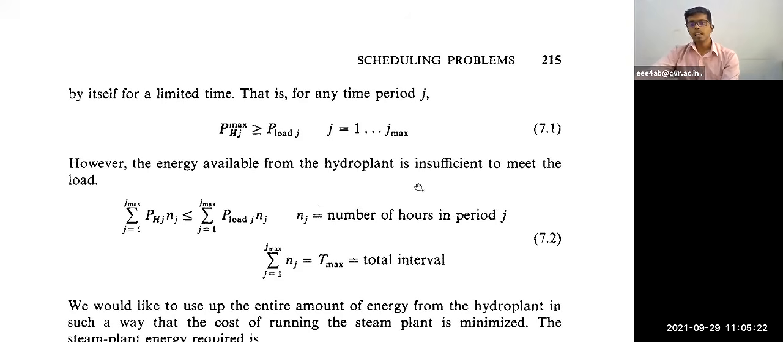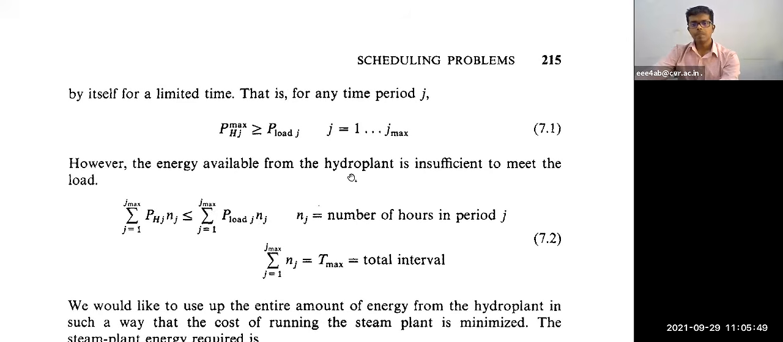24 hours. So particularly, how many hours are we generating from the hydro? Only 12 hours. So that is the NJ. Okay, so that is summation J equal to 1 to J maximum of PHJ into NJ is less than or equal to load J into NJ, where J is equal to 1 to J maximum.